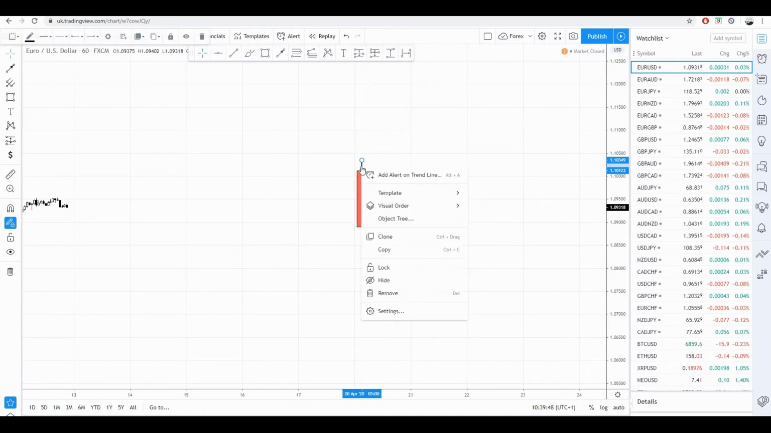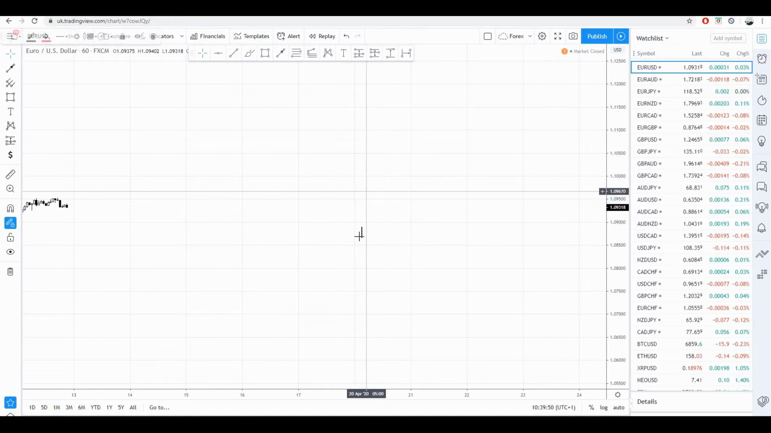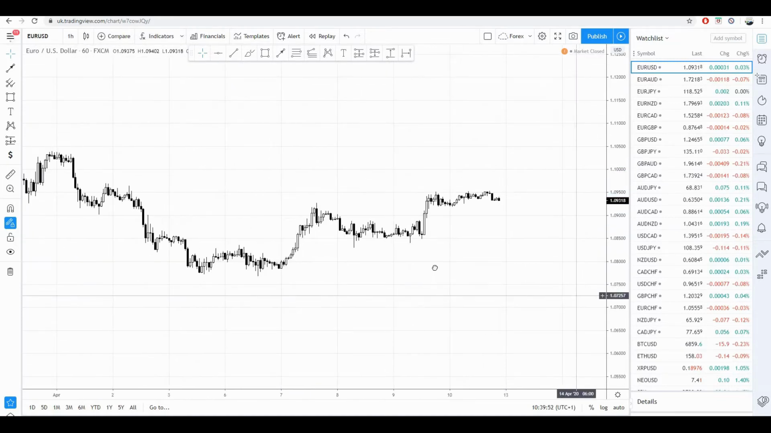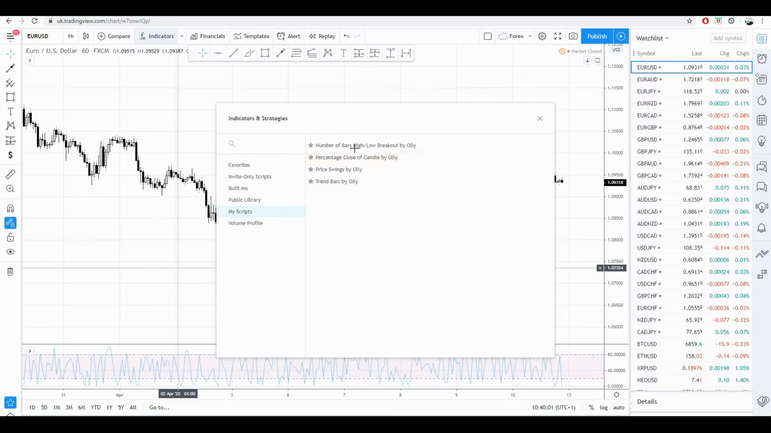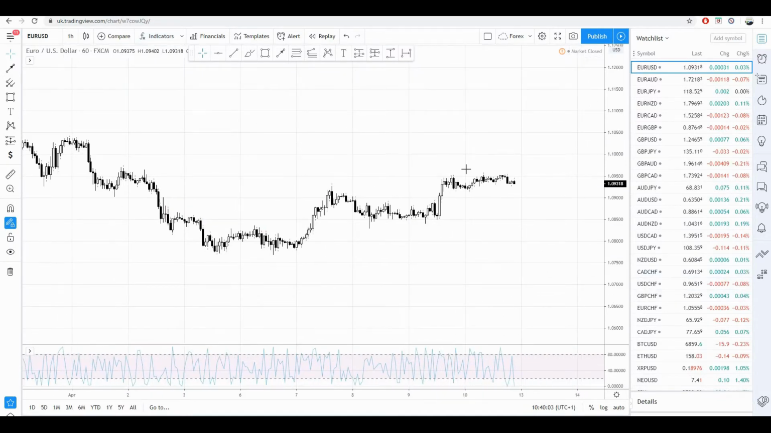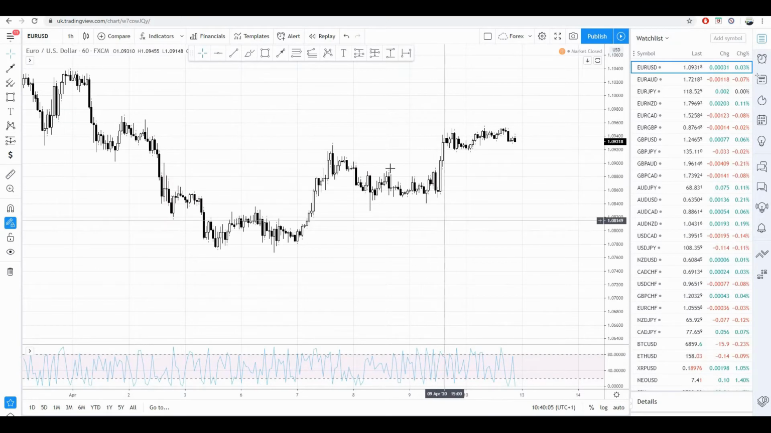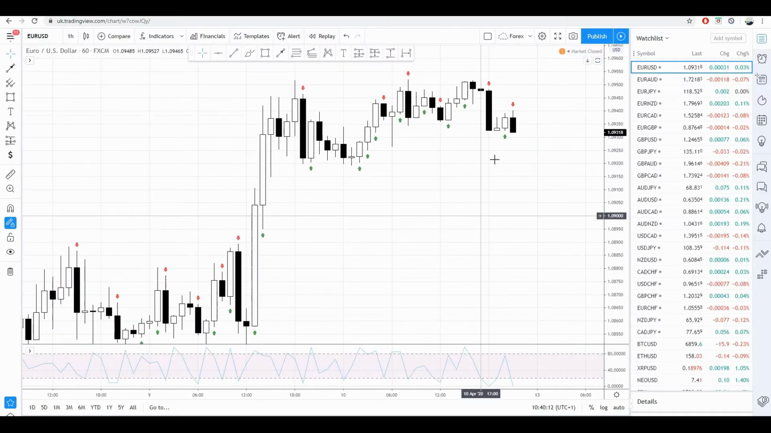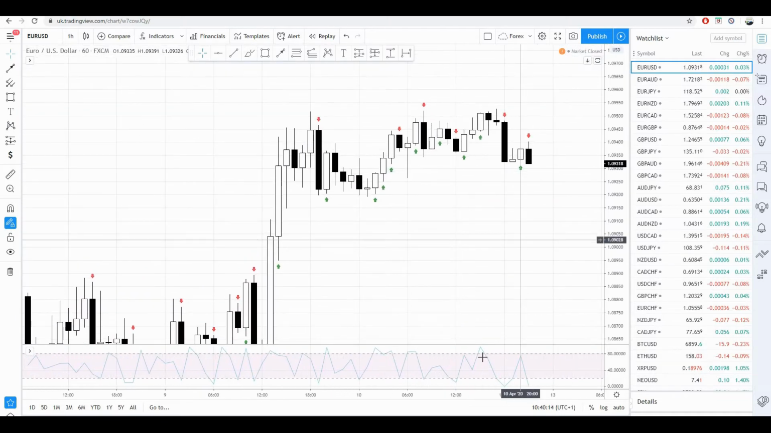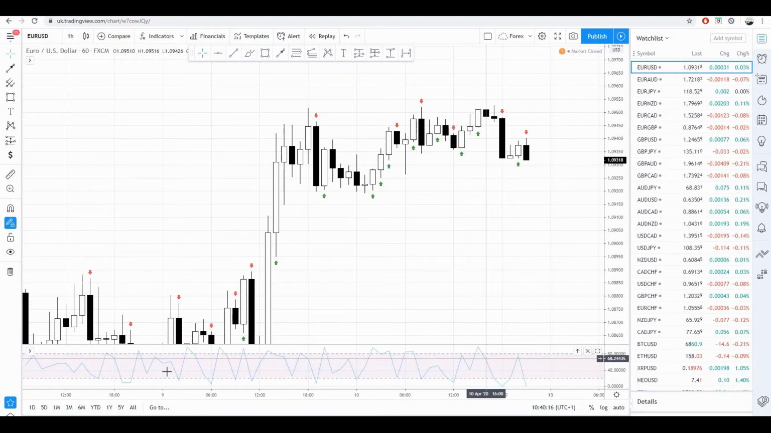Now then, I wanted to cover some candlestick patterns or analysis. So I've got a couple of indicators on TradingView, my scripts, so trend bars and percentage close. So these two indicators here. So the trend bars are the red and green arrows above and below the candles. That's the trend bar indicator. And the percentage close of candle is this oscillator down here.